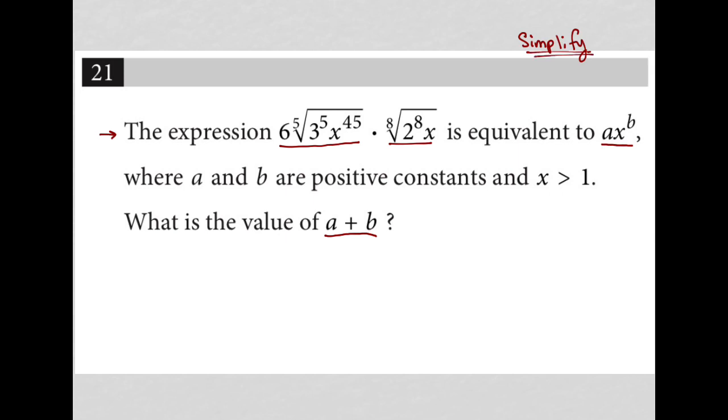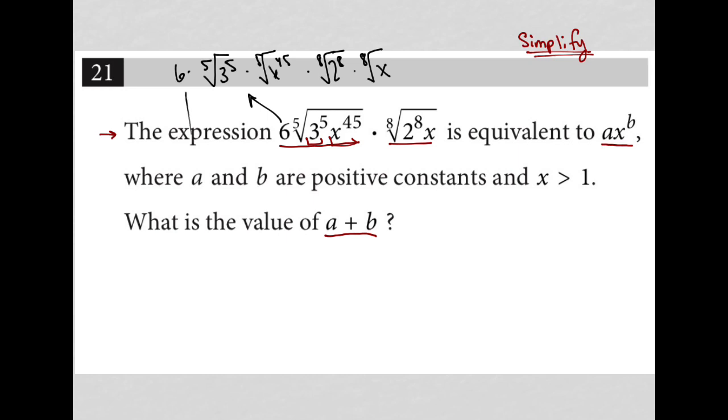Whenever I have compound things under a radical, like what we have here, 3 to the 5th and x to the 45th, I like to write them as separate so we can clearly see how they're being simplified. So I'm going to keep my 6, and then I'm going to have my 5th root of 3 to the 5th separated from the 5th root of x to the 45th. And I'm going to have my 8th root of 2 to the 8th separated from my 8th root of x alone. So each of these things can be simplified.